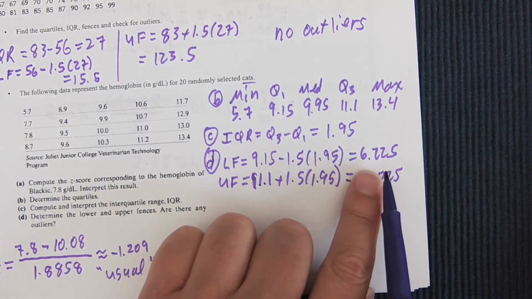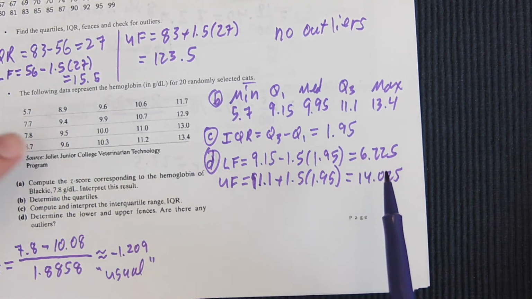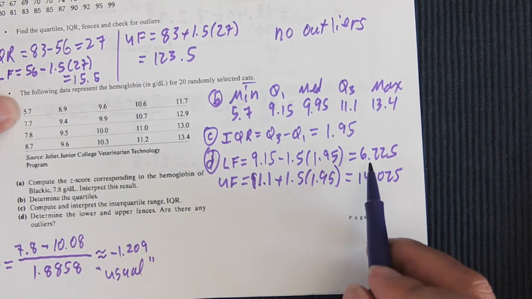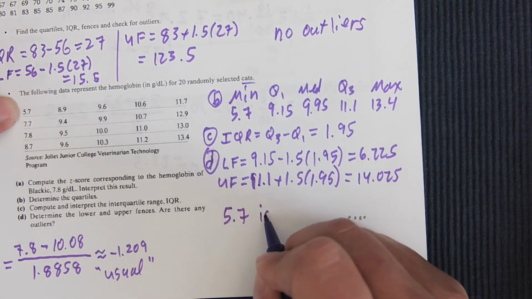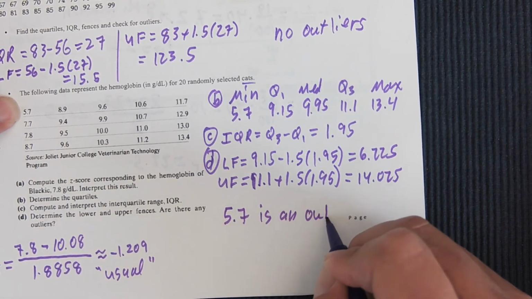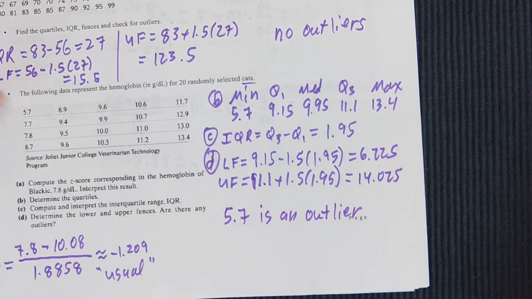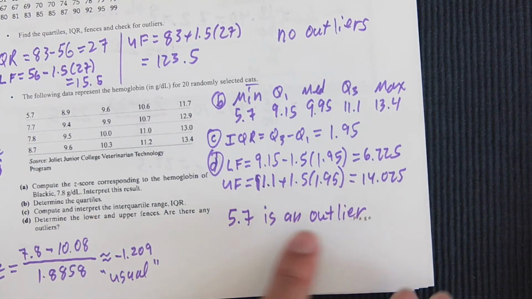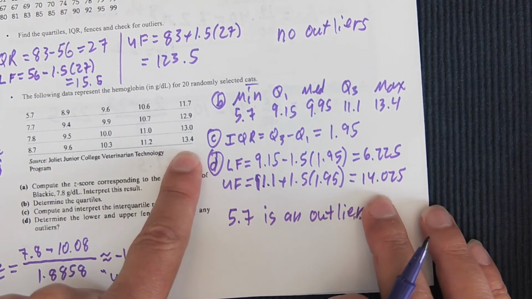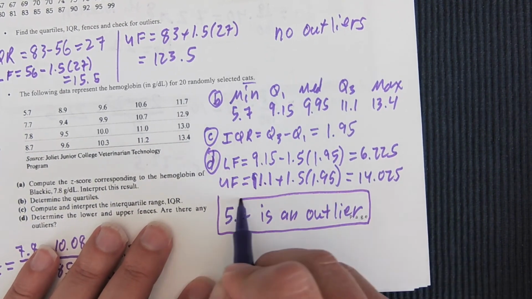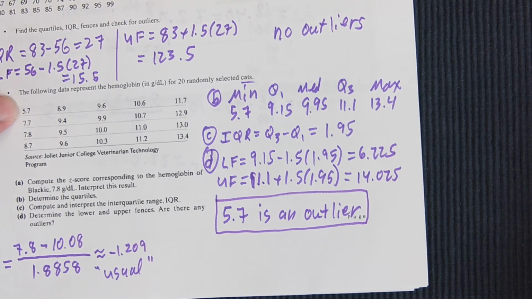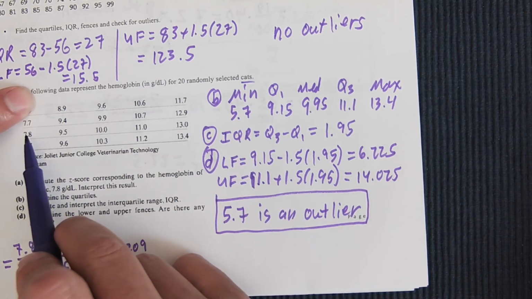All right. Are there any outliers? Well, let's see. Are there any numbers that are less than 6.225? Yes, we do. 5.7 is less than our lower fence, so 5.7 is an outlier. How about this? Do we have any data values that are bigger than 14.025? No, we don't. We're good. So there's only one outlier in this case. So I want to ask you the question, if we can't use 5.7 because it's an outlier, then the next minimum is now going to be 7.7.